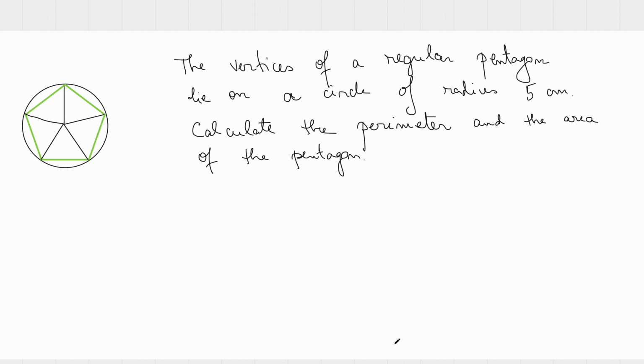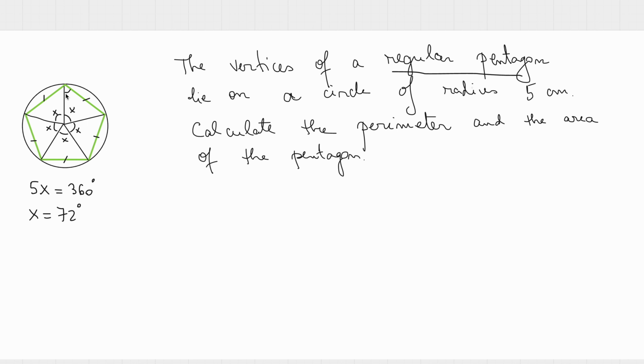Are you ready? We have a regular pentagon. That means all these sides are equal. All these angles are equal. Let's write here x. So we can say that 5 times x is 360 degrees because that's the sum of the angles around the point. Find x, which is 360 divided by 5, so 72 degrees.